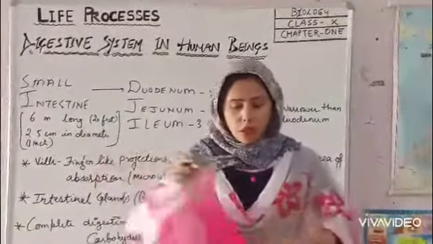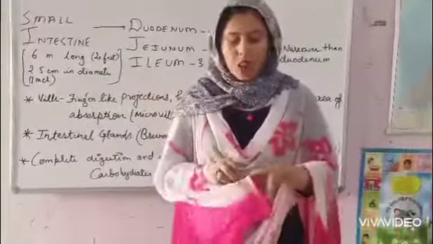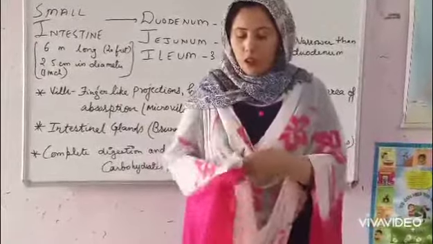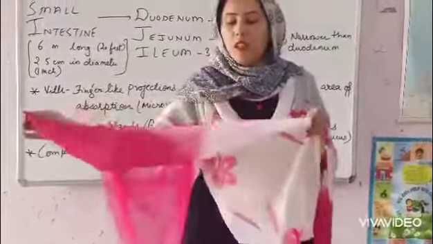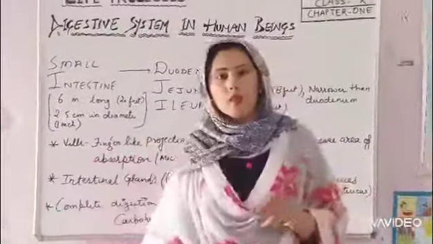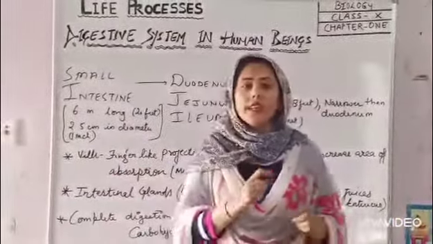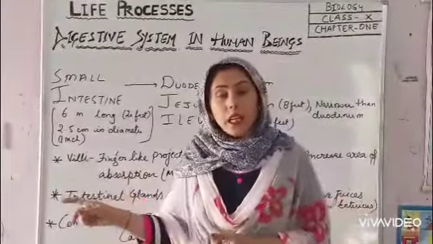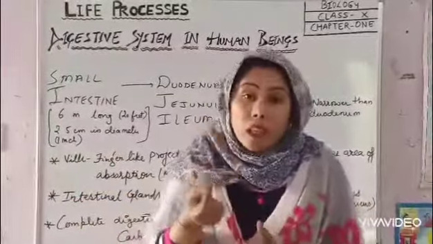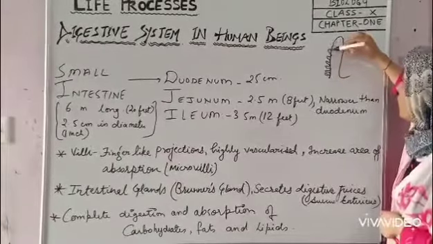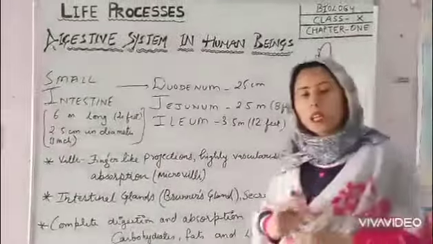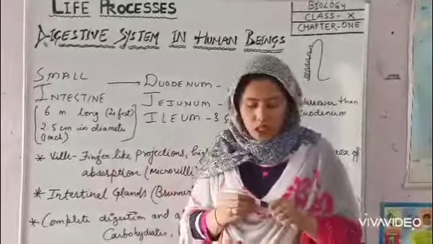They are present just to increase the surface area. Look, this is this much, and if I make these finger-like projections as folds, the whole length is covered within this much part, and if I open it, it increases the surface area. So finger-like projections increase the surface area of the intestine. These villi further have microvilli like this, just to increase the absorptive surface.